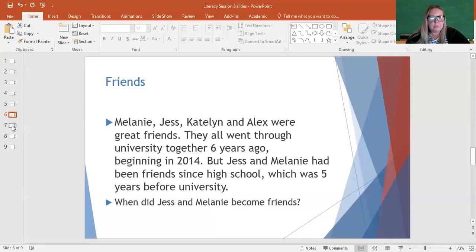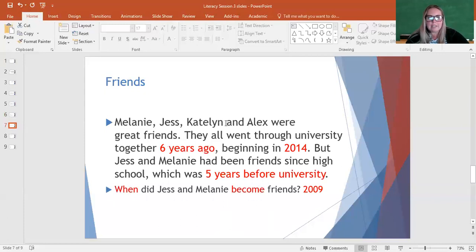Okay, I'm going to move on. So I highlighted in the question "when" and "become" because they both refer to a when. In the text, I highlighted 6 years ago because that's referring to a time. I highlighted 2014 because that's a year. And I highlighted 5 years before university because that's referring to a time when something happened.